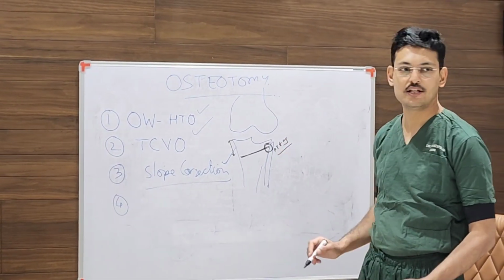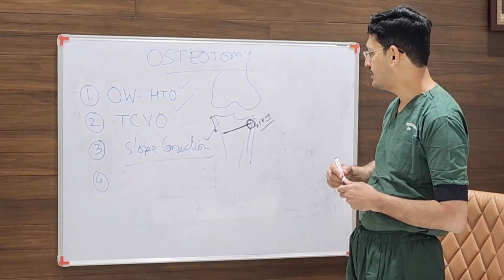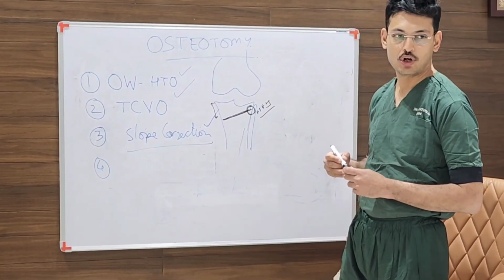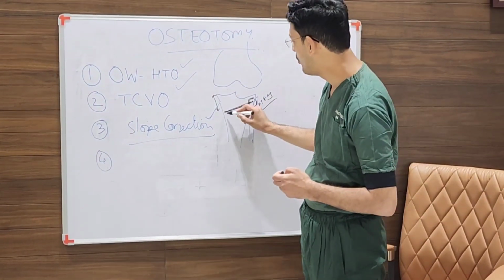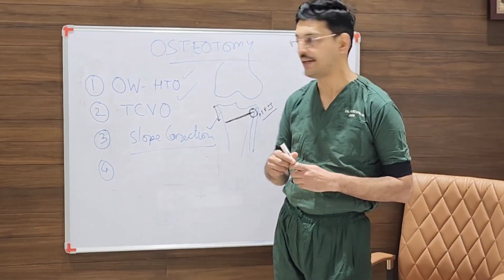What is the hinge point? The hinge point is the level at which we will be opening the osteotomy per se. So this is called a high tibial osteotomy. This is an open wedge and we will be opening this. Now how much to open? We can calculate by two techniques.